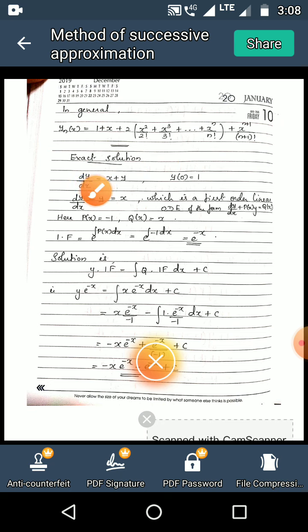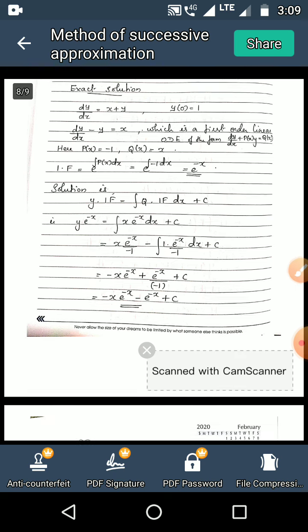dy by dx is equal to x plus y, y of 0 is equal to 1. So it is a first order linear equation. I have written this in the form dy by dx minus y is equal to x, which is a first order linear ODE of the form dy by dx plus p of x into y is equal to q of x. Here p of x is minus 1 and q of x is x. So here the integrating factor is e raised to integral p of x dx, that is e raised to integral minus 1 dx, that is e raised to minus x. And the solution of this form of differential equation is given as y into IF is equal to integral q into IF dx plus c. I thought that you have already studied this in your degree classes, solving linear equations of first order.